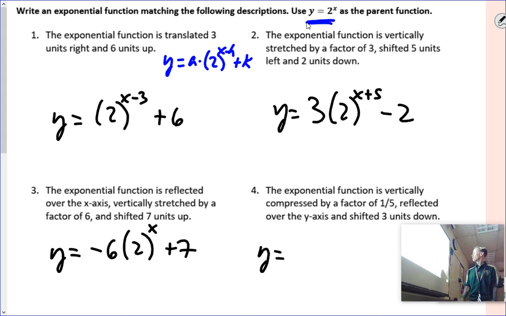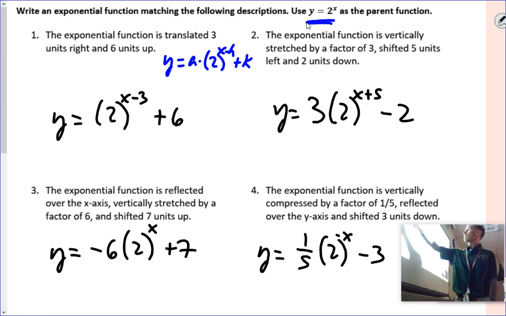And then the last one, vertically compressed by a factor of 1/5. So that's my a. My base is 2. Shifted 3 down, so again, there's no left and right going on there. Minus 3 on the outside. If it did say, oh wait, it was also reflected over the y-axis, almost forgot, so there's a negative x up there with the exponent.